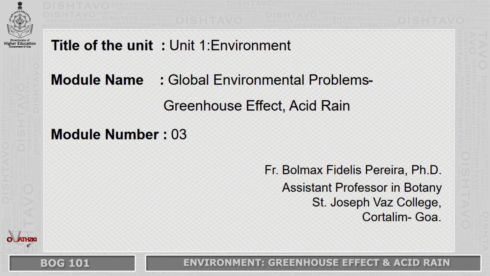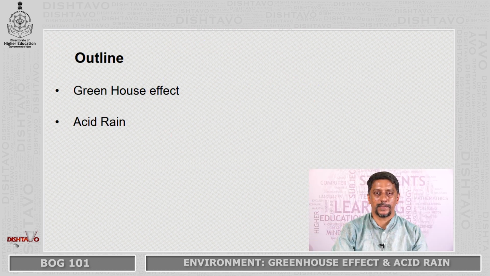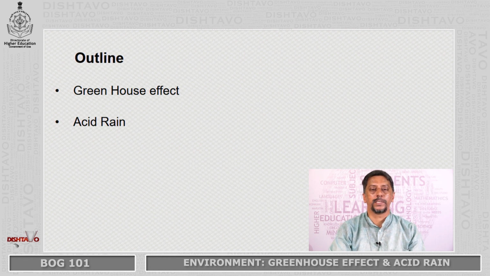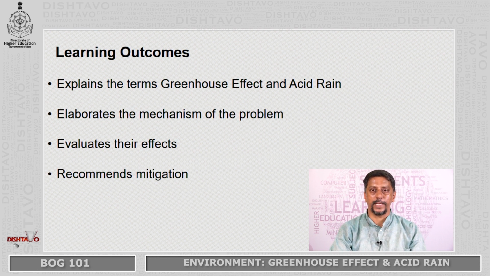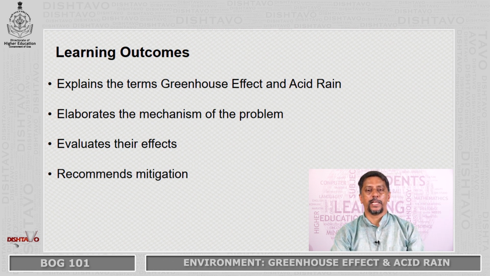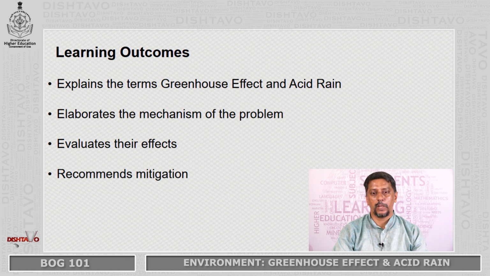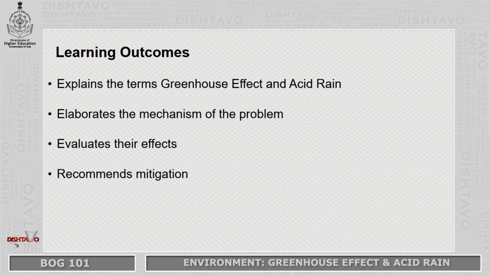Once again, a warm welcome for this third module of Unit 1, that is Environment. In this module, we are going to have a look at global environmental problems, that is greenhouse effect and acid rain. We will understand what and how the greenhouse effect is and what acid rain is. As we explain the terms, elaborate the mechanism of the problem and evaluate the effects, we will also recommend some mitigation in this module.